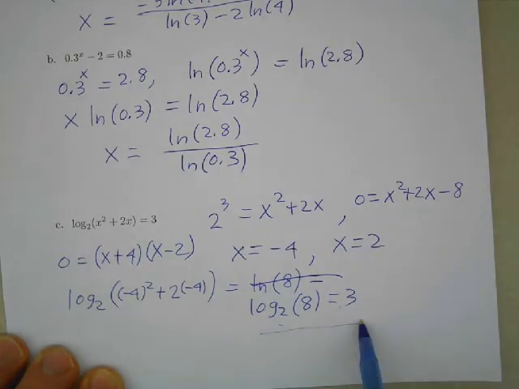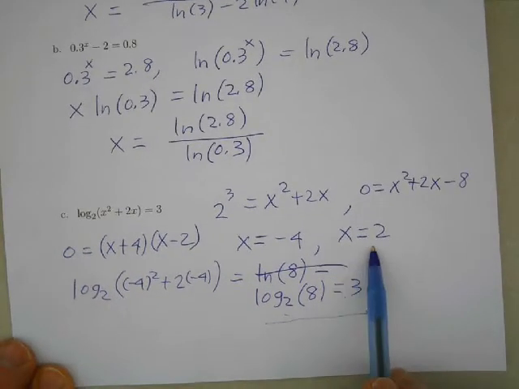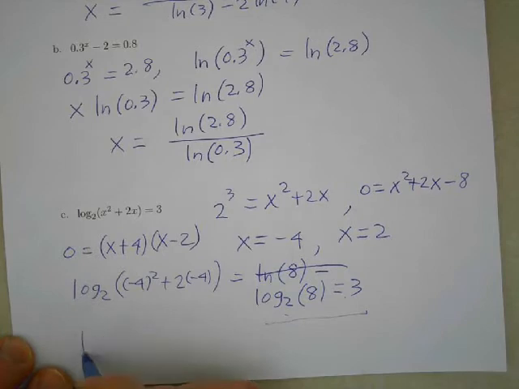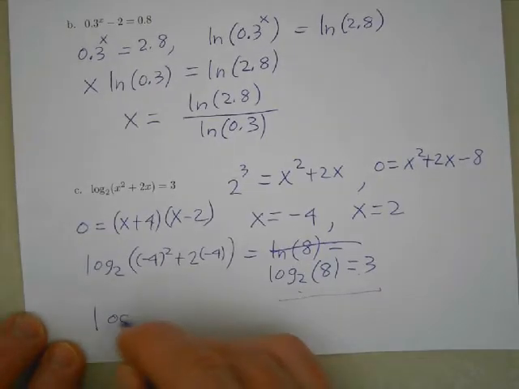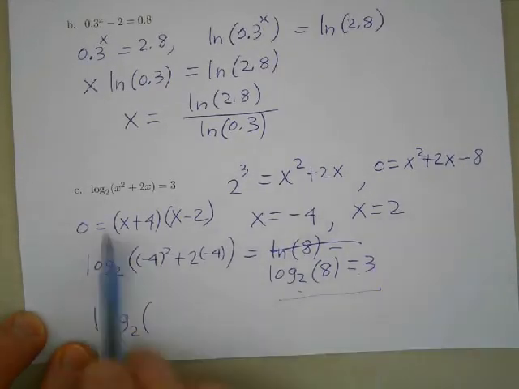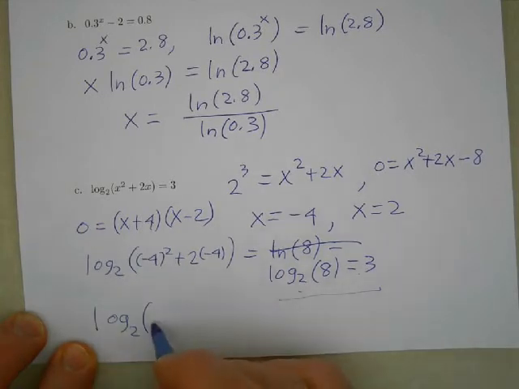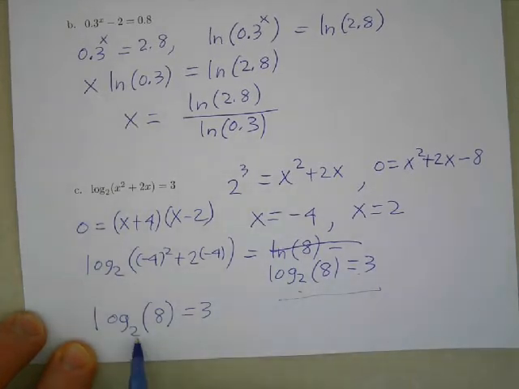So that checks out. When you test x equals 2, we have log base 2 of 2 squared plus 2x. 2 squared is 4 plus 2 times 2 is 8. So we get log base 2 of 8 equals 3, which is also true. 2 to the third equals 8.